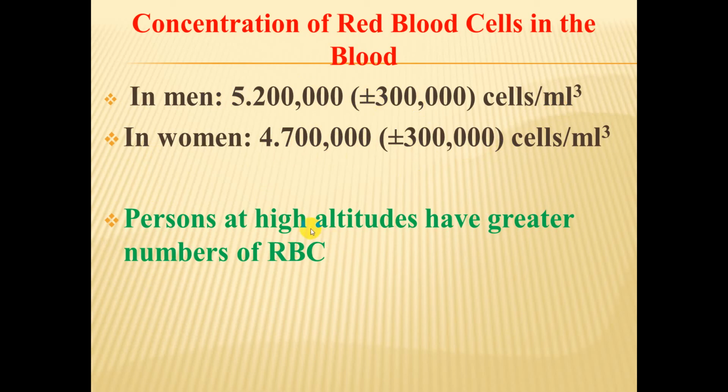Persons at high altitude have a greater number of RBCs. هيكون more than these normal values of red blood cells. Okay, that's because of decreased level of oxygen, which then requires more and more RBCs to transport more oxygen.